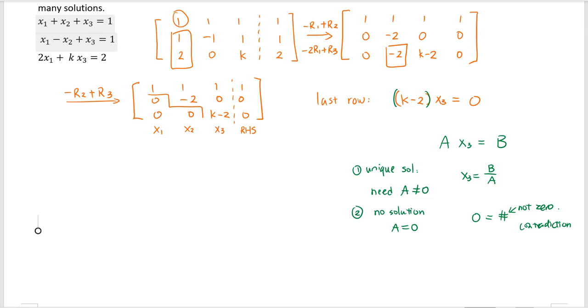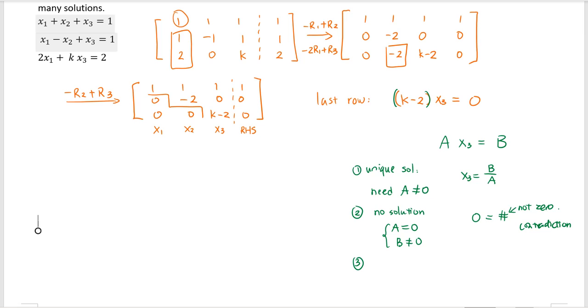Or this is impossible, right? 0 cannot be a number which is not 0. So how can we get this? Well, we get this if we have a is 0 and b is not 0. So if a is 0, you see 0 times x3 is 0, and b is not 0. So this is what we want. We can get no solution if the coefficient of x3 is 0, but the right-hand side is not 0.